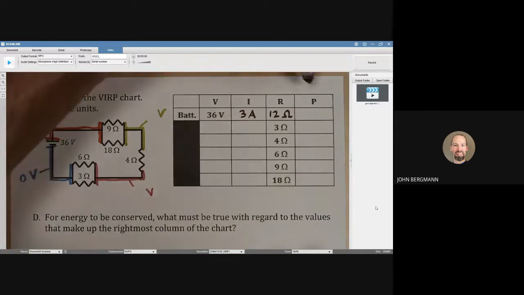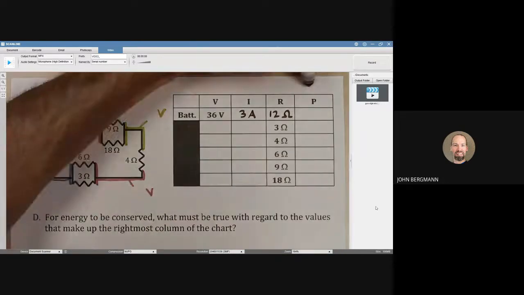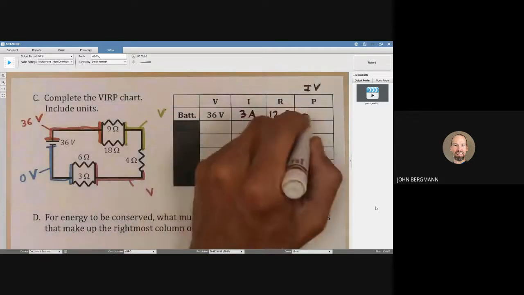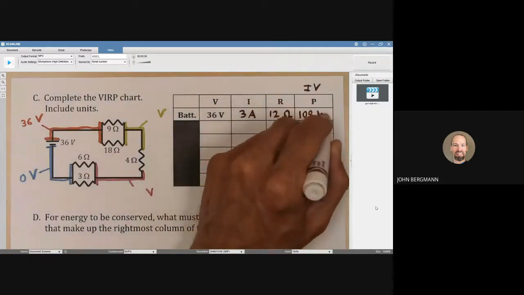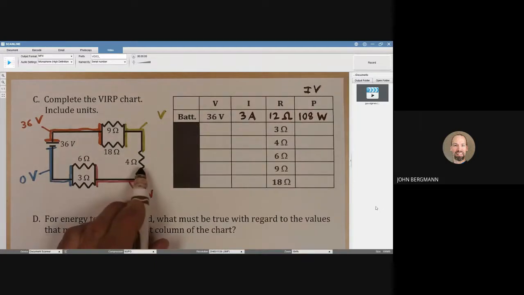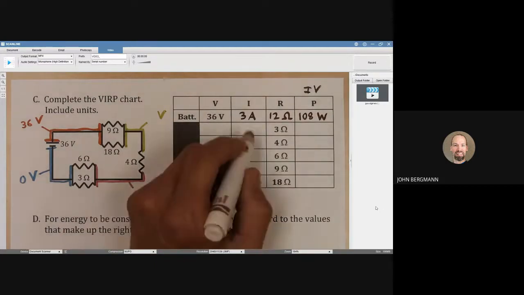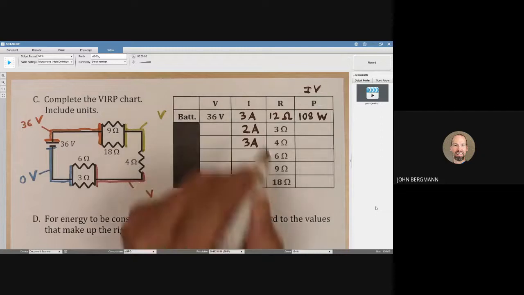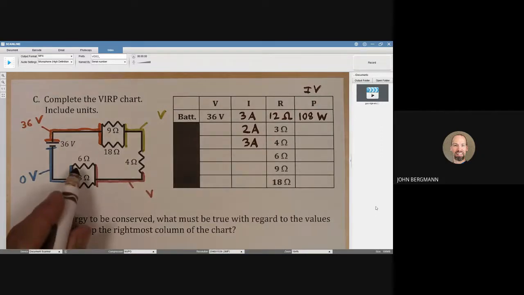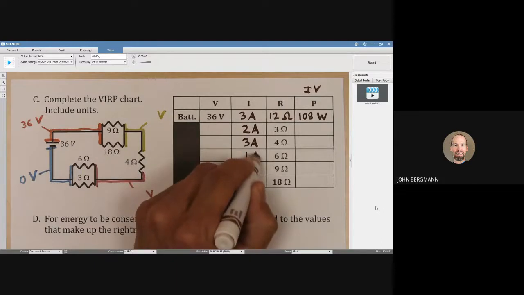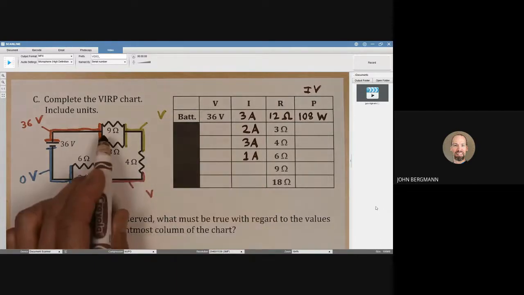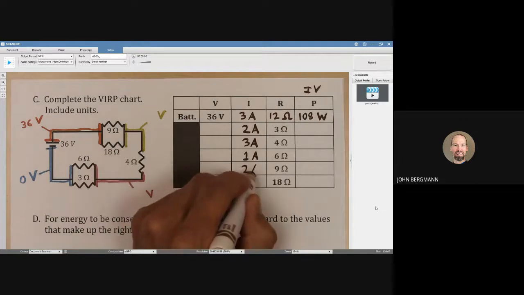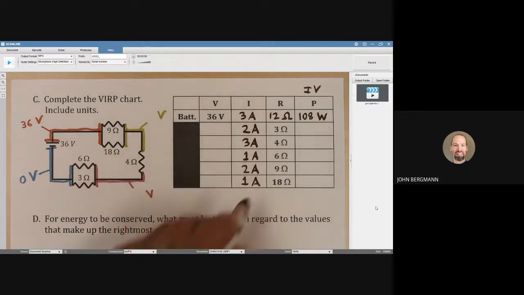And what was the equation for power? Power is I times V. So I times V is going to be 108 watts. That means there are going to be 3 amps going through the 4 ohm resistor. And we said earlier that between the 3 and the 6 down here, 2/3 of the amps would go through the 3. 2/3 of 3 is 2. And 1/3 of the amps would go through the 6 ohm resistor. So that's 1 amp. Similarly, we said 2/3 of current would go through the 9 ohm resistor, and 1/3 would be going through the 18 ohm resistor, like that.